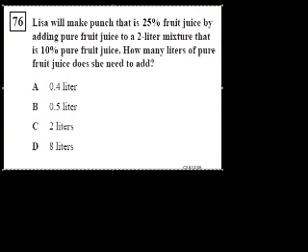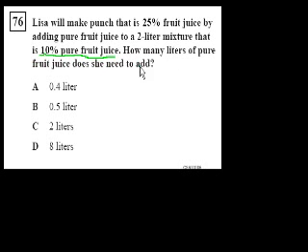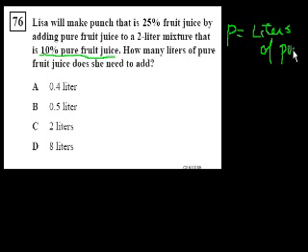Problem 76. I should copy and paste all of these word problems. We'll parse them together. Problem 76. Lisa will make punch that is 25% fruit by adding pure fruit juice to a 2-liter mixture that is 10% pure fruit juice. How many liters of pure fruit juice does she need to add? So let P equal liters of pure juice. And that's what they want us to figure out. So we have to figure out P.